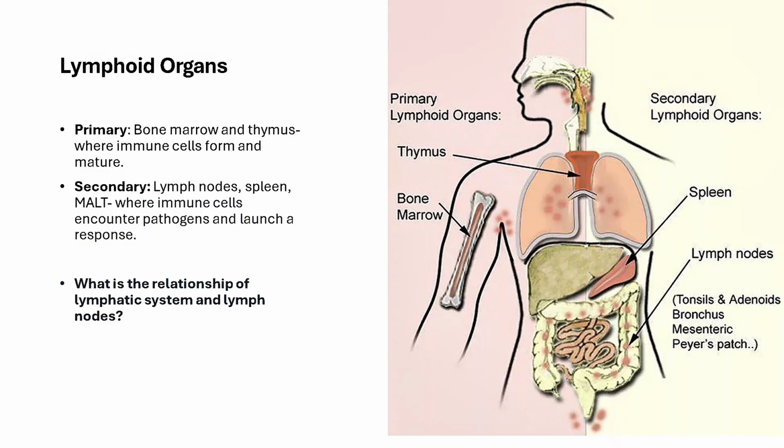Primary lymphoid organs are where the immune cells form and mature. So for the B cells, they form and mature in the bone marrow. The T cells form in the bone marrow and mature in the thymus. And the remaining immune cells all originate from the bone marrow.